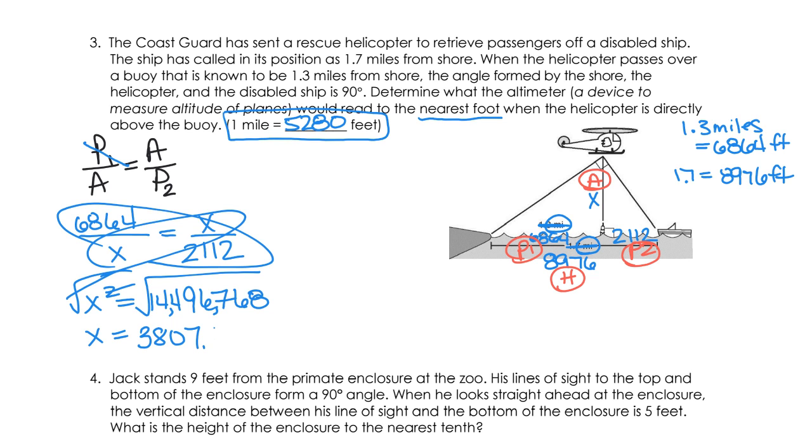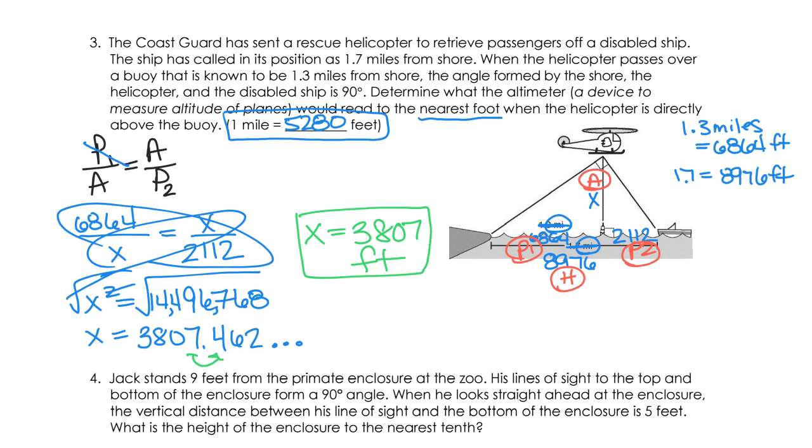So we'll write down most of our decimals. We put a little dot, dot, dot to show you we're not rounding yet. And to the nearest foot would be the 7. We look at the 4, and it's not going to move it. And so we're going to go ahead and say that x is equal to 3,807 feet. And that is, to the nearest foot, the height of the plane. Okay, good. One last one.